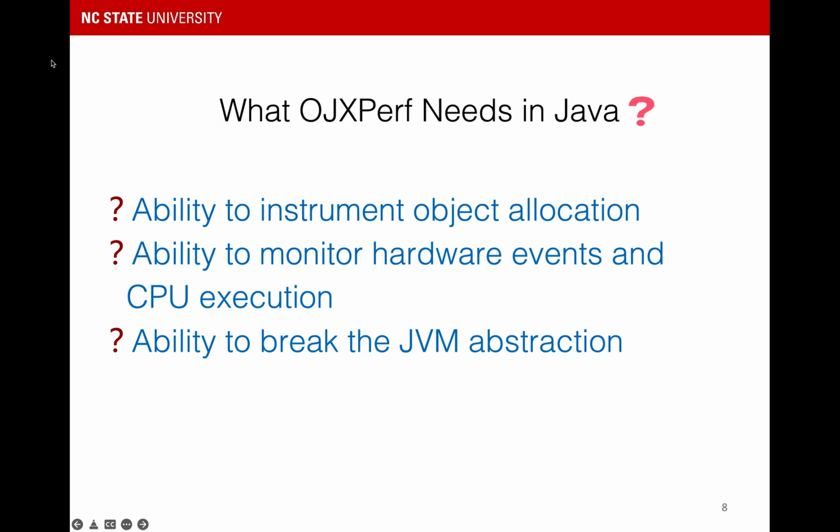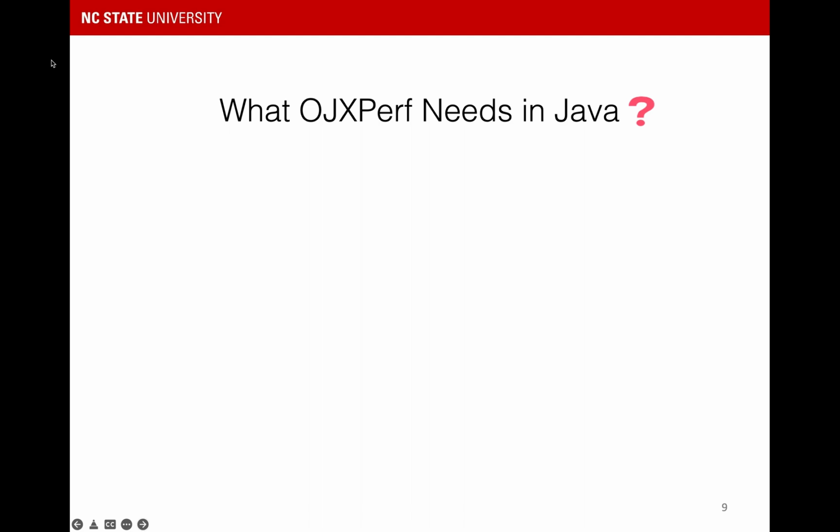To detect object replicas, here is what OJXPerf needs in Java. Here I list three abilities: the ability to instrument object allocation, the ability to monitor hardware events and CPU execution, and the ability to break the JVM abstraction. Let me talk about each of them.